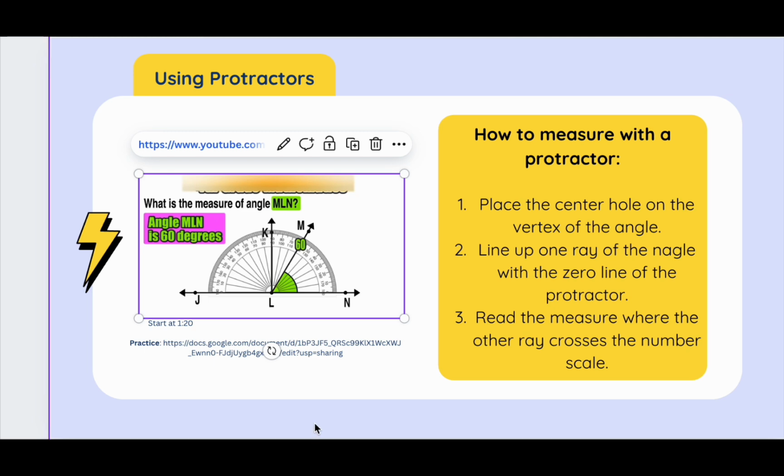So this is a little bit more practice helping you to understand how to use a protractor to find the measure of a given angle.